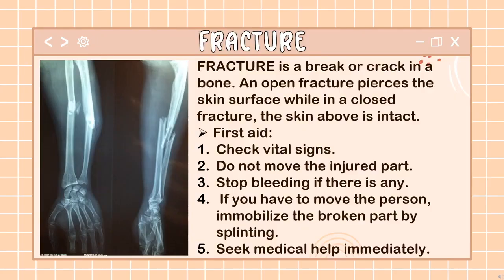First, we have fracture. Fracture is a break or crack in a bone. An open fracture pierces the skin surface, while in a closed fracture, the skin above is intact. The first aid for this is, first, check for vital signs. Do not move the injured part. Stop bleeding if there is any. If you have to move the person, immobilize the broken part by splinting. Lastly, seek medical help immediately.